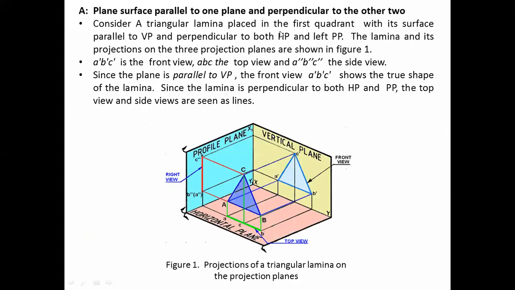Okay, see here what you can see. You can see a plane surface parallel to one plane and perpendicular to the other. Here, this dark blue triangle is parallel to which plane? Vertical plane. So automatically it is becoming perpendicular to which planes? Profile, the remaining two planes, whatever it may be. In this case, profile plane and horizontal plane.